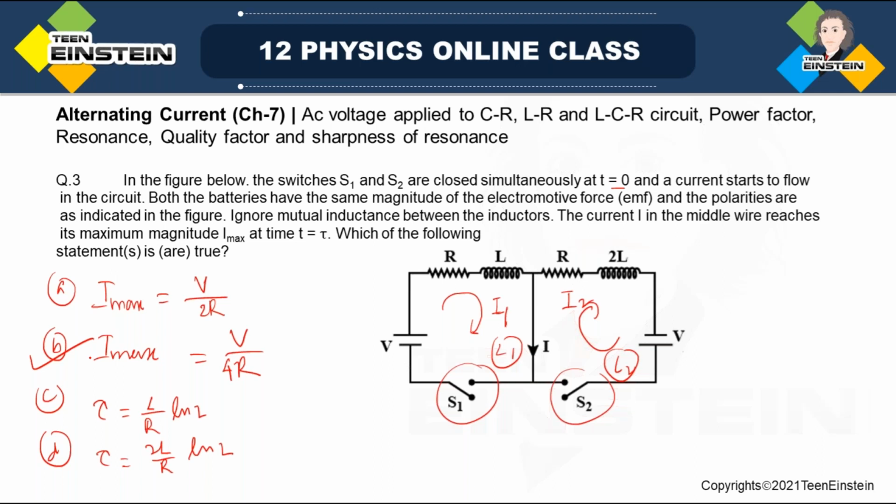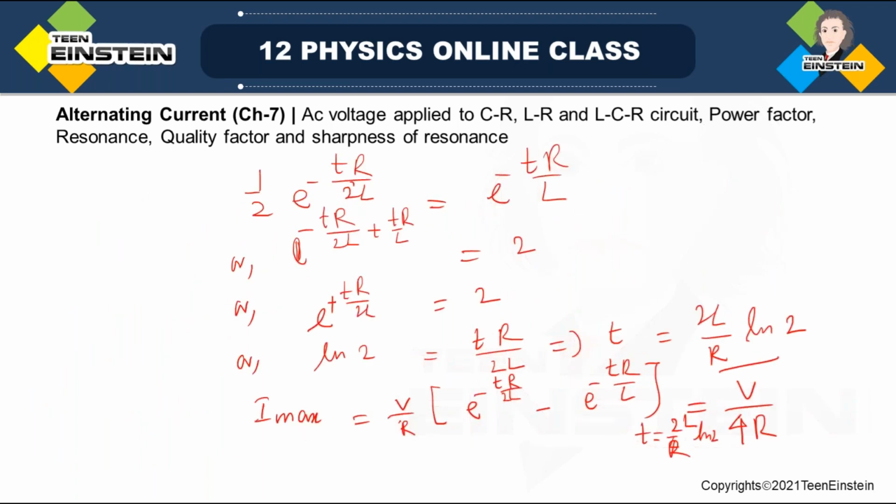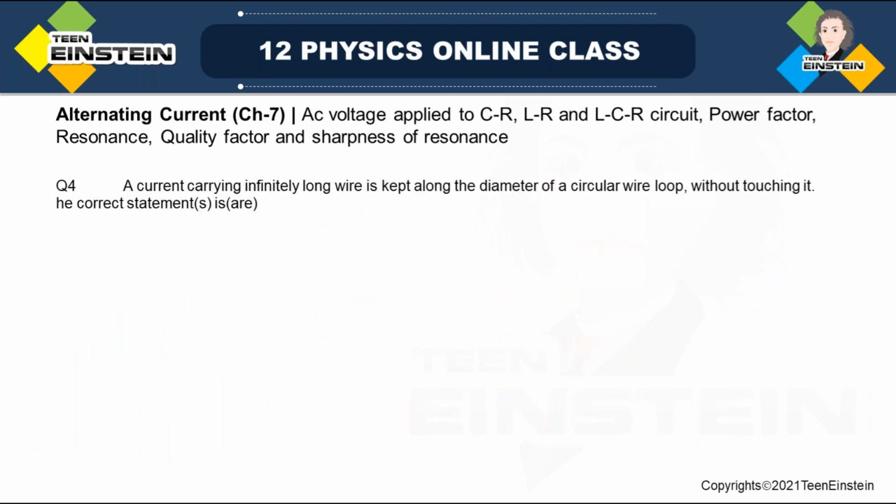the tau, time constant, to be 2L by R ln 2. So this option also is correct. We have done that. Okay, so this is how you have to solve this problem. We have another last problem which we will be solving, and then we'll stop the class after solving this.